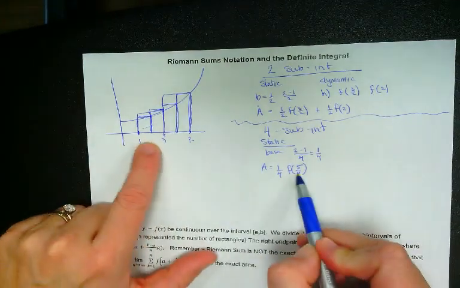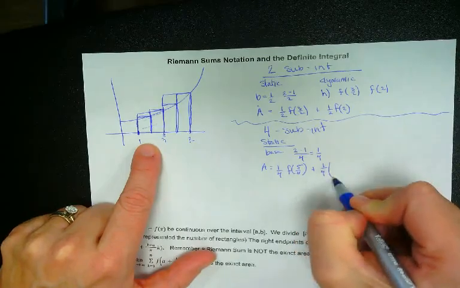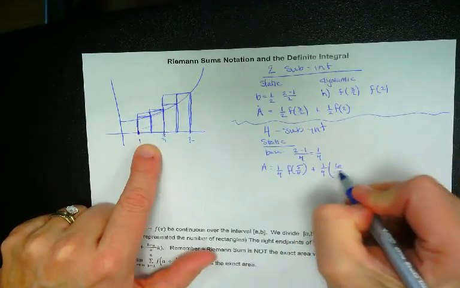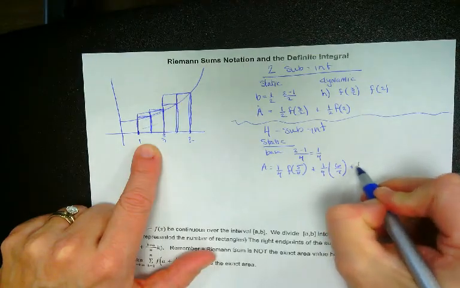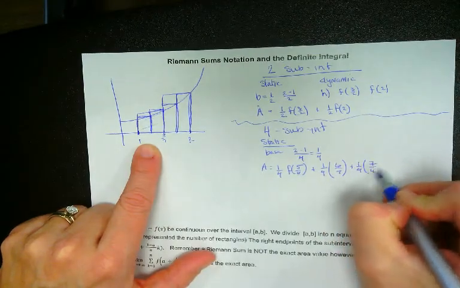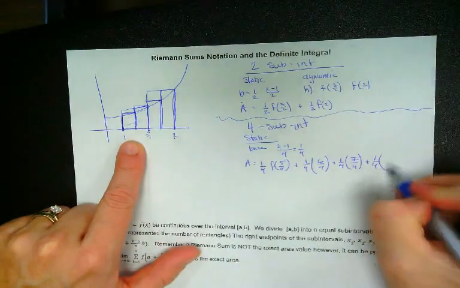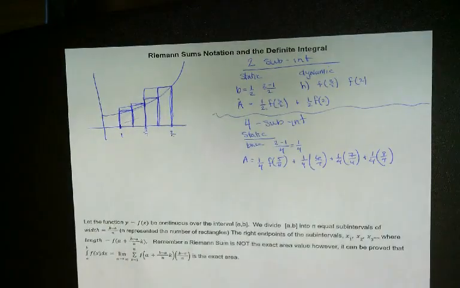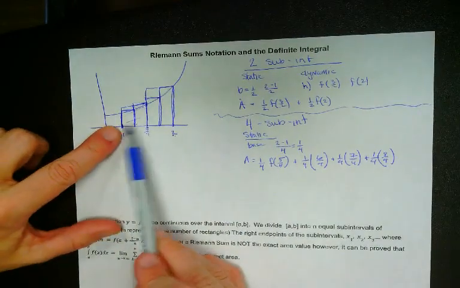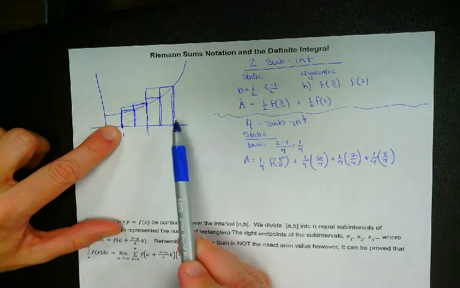Right, 1 1/4. Plus I'll have a base of 1/4. This time I'll go 6/4. I'm going out a quarter each time, right? Plus 1/4 times 7/4, plus 1/4 times 8/4, which obviously is 2. Okay, so if we broke them into quarters, I'm going 1 1/4, 1 2/4, 1 3/4, 1 4/4.